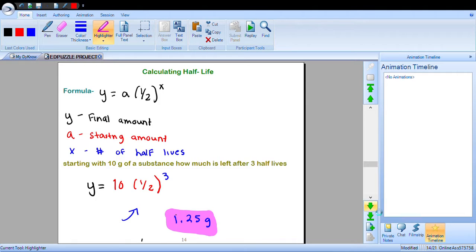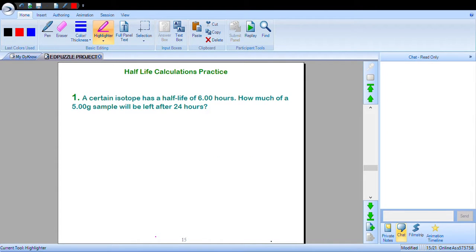Okay, so let's do some practice problems. Number 1. A certain isotope has a half-life of 6 hours. How much of a 5-gram sample will be left after 24 hours? Okay, I prefer the formula, so let's write down the formula. y equals a 1/2 to the x. Trying to find the final amount, and we are starting with 5 grams, 1/2. We're trying to find x.